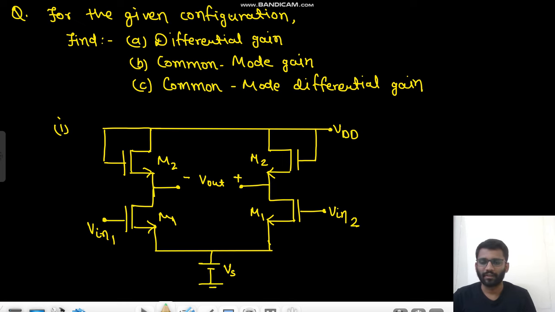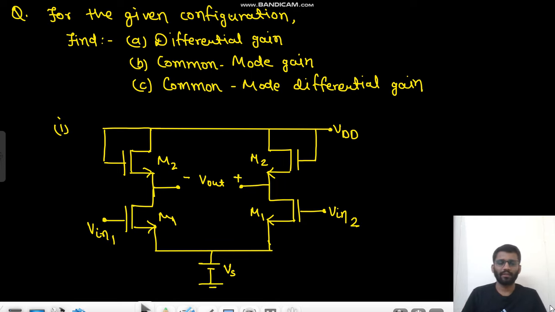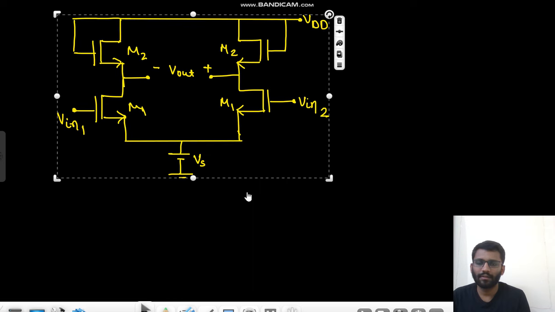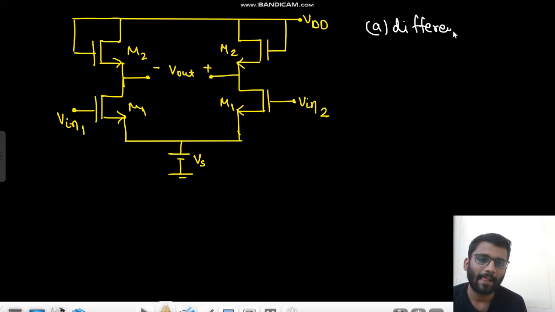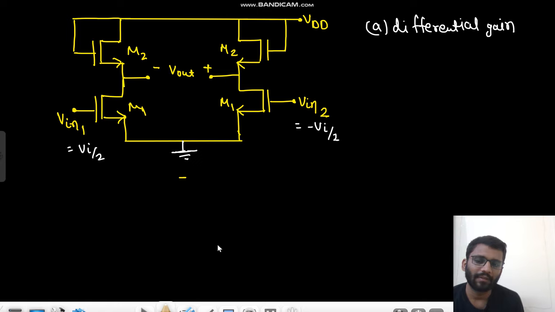I guess I need to copy the diagram. They have not mentioned anything, but they are talking about the small signal gain only. This is the first circuit, and this is the differential gain we are calculating. Here we are applying V in by 2, and here we are applying minus V in by 2. This will go to AC ground, because this is a battery. This was a battery, so it will be shorted. So this is grounded. Now what will happen? This will also be grounded.